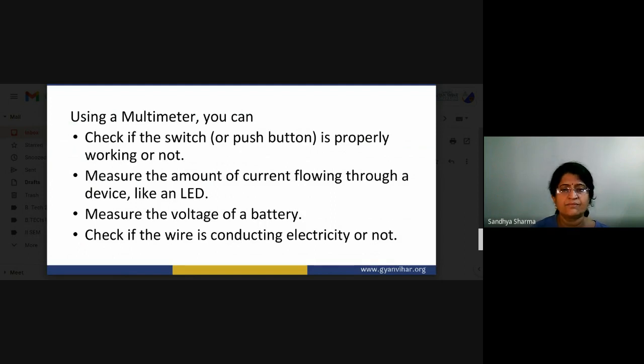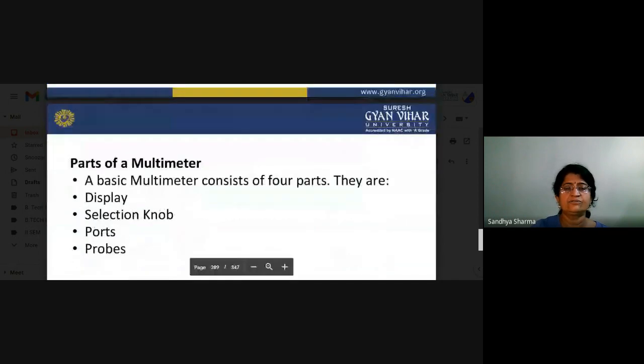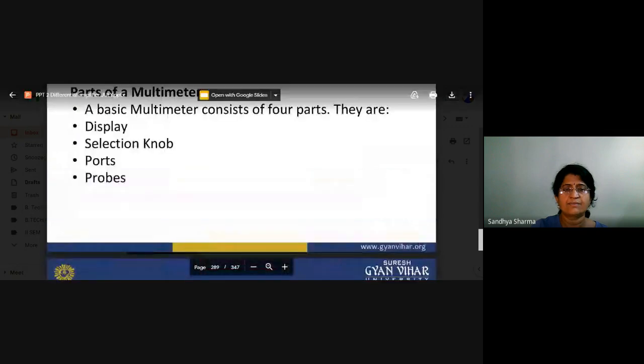You can measure the voltage of a battery. You can also measure the battery voltage, and check whether a wire is conducting electricity or not. If there is a wire, you can check whether it is capable of carrying the current or not.